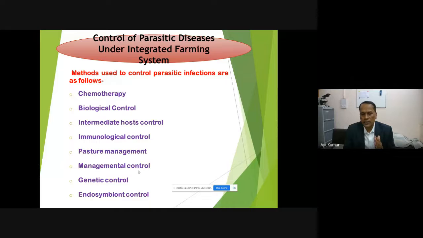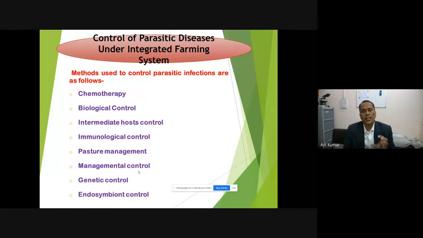Endosymbiont is an organism found inside many parasites, which helps in nutrition and various metabolic processes like reproduction of the various parasites. So we can control the endosymbiont, like Wolbachia.